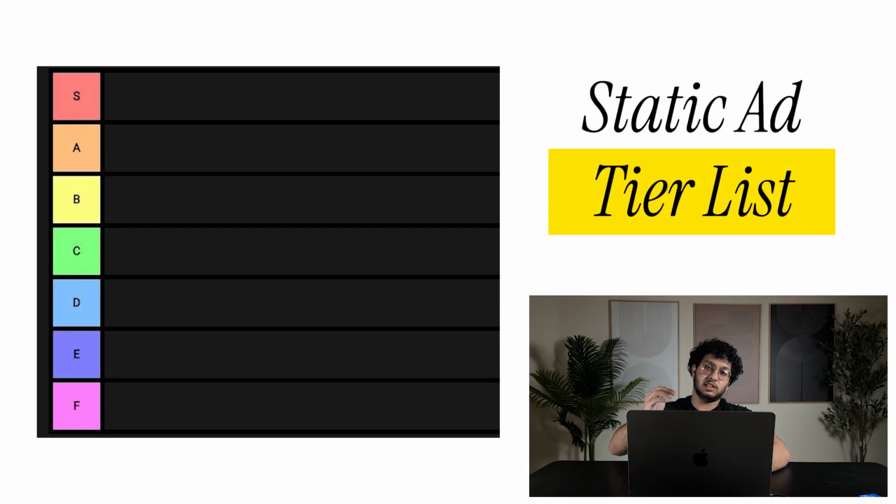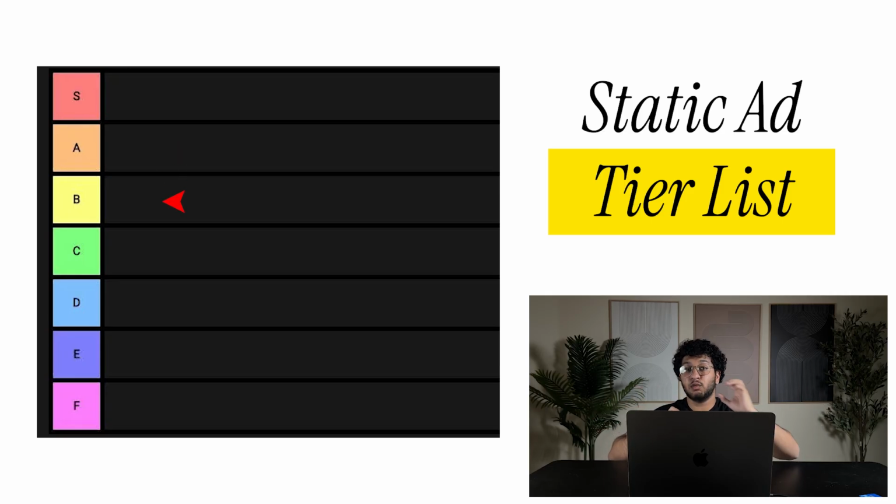Static ad tier list. Before we start ranking, here's the tier system we're going to use. S tier means this is a must-test format. It has a strong hook, a strong reason to buy, and it can work across a lot of brands when it's executed well. A tier means it's a very strong format, but it depends more on the product, the angle, and the quality of execution.